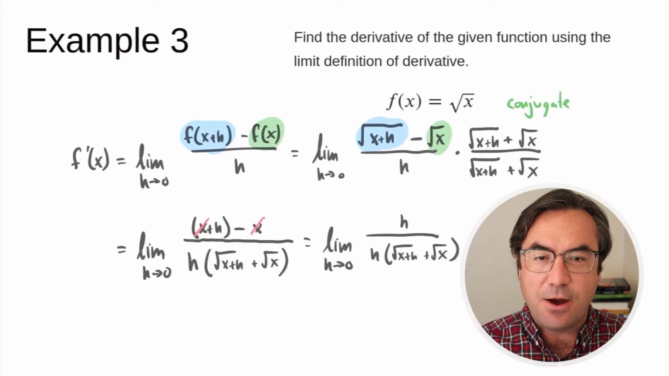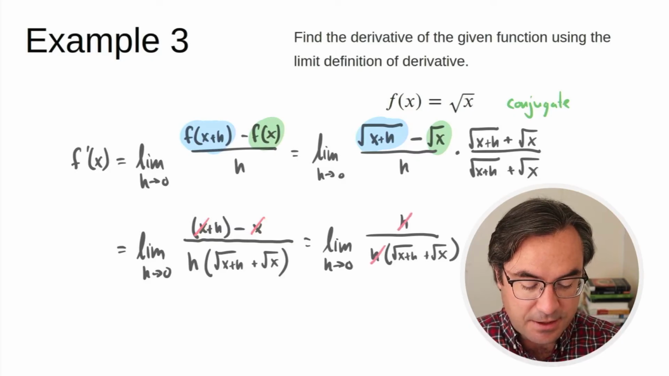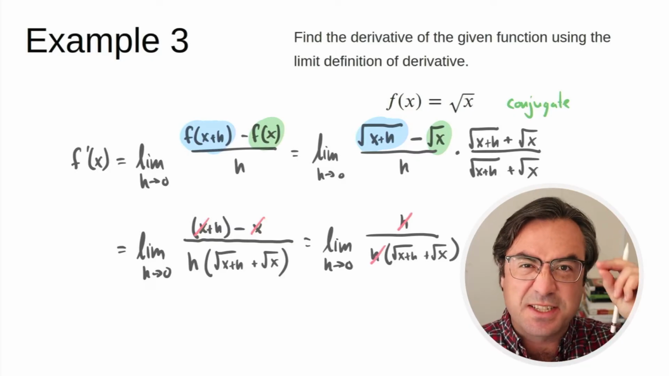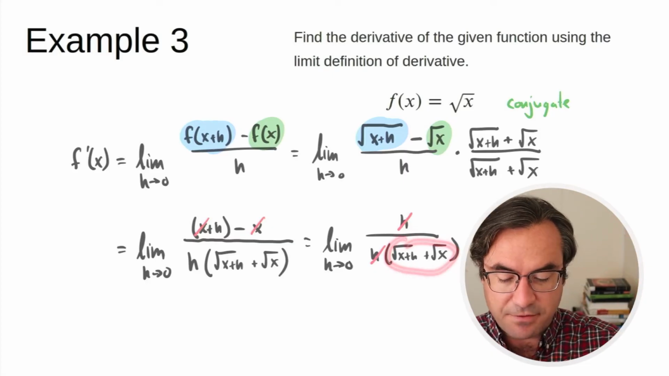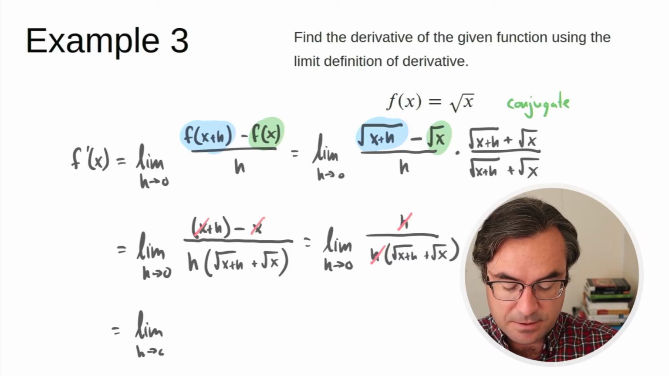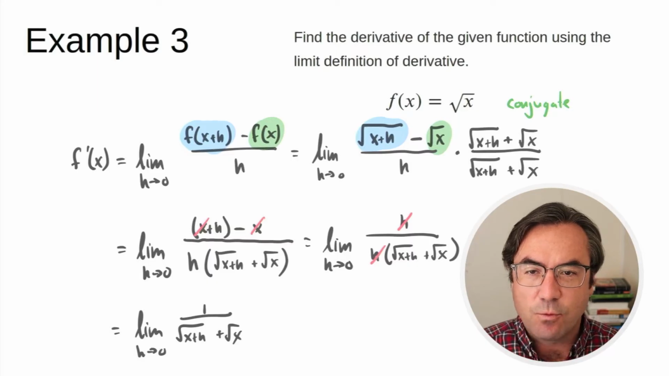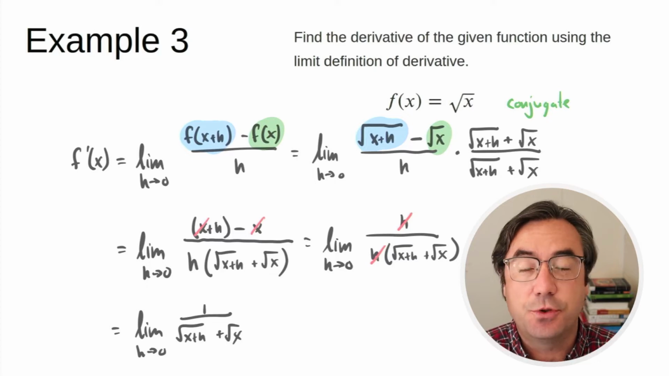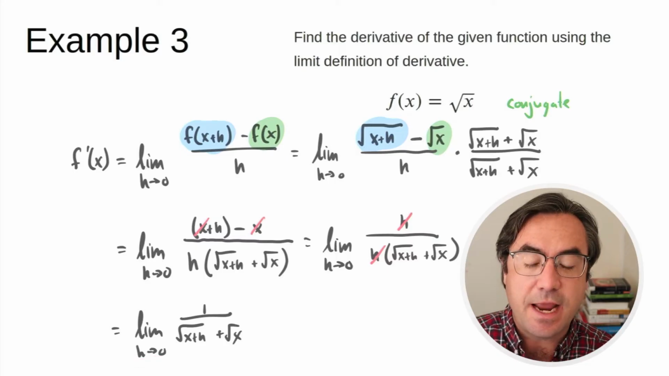And now we can see, kind of hidden in there, we're able to cancel out that h over h that was giving us the 0 over 0 form. So what we have left then is 1 over square root x plus h plus square root x. And once we cancel out that h over h, the very next thing should be to just do the direct evaluation. So now we can plug in h equals 0.